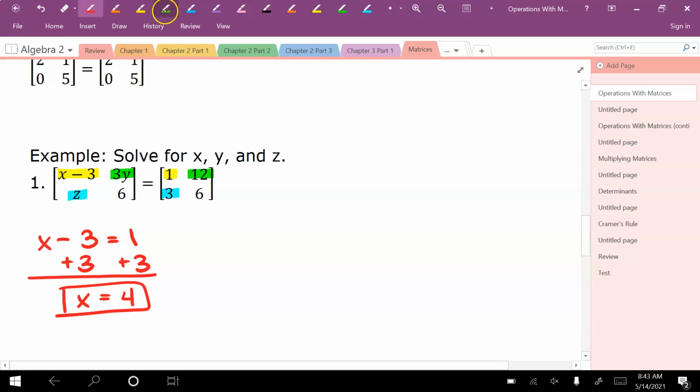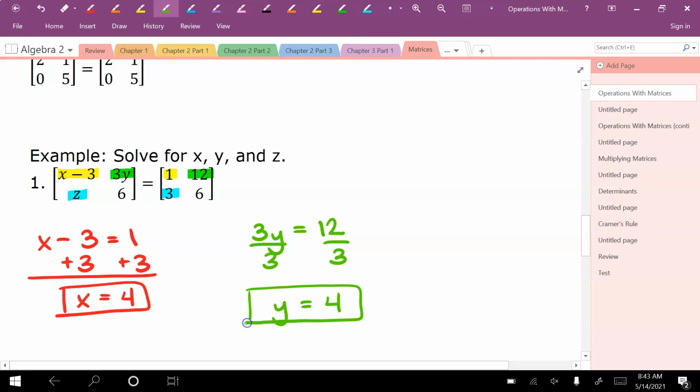Now for y, we're going to do 3y equals 12. So then I would divide by 3, and I get 4. And then z is already going to be given to us straight out. So z equals 3. That's just going to be my answer there. And then if you look at that last place that I didn't highlight, they both say 6. There's no variable there for me to find, but again, it lets me know that those matrices are equal to each other because those pieces match.